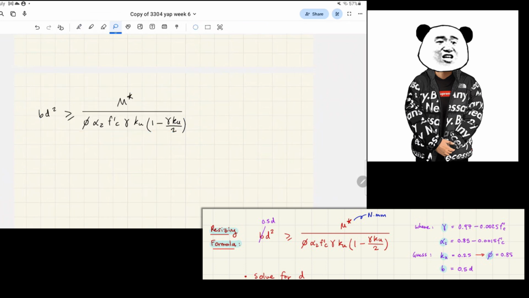So this is called the resizing formula, at least that's an unofficial name for it that I've just come up with. I need you guys to help me plug in numbers, specifically these things which I've highlighted. So basically everything on the right hand side. What are all these numbers? I think the gamma, it was like 0.97 minus 0.0025 and FC.